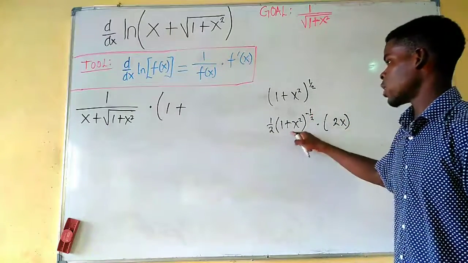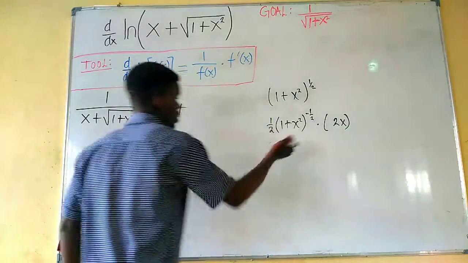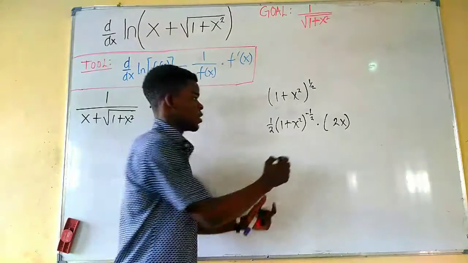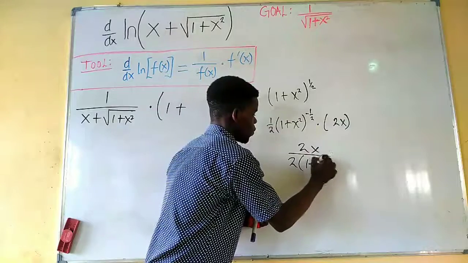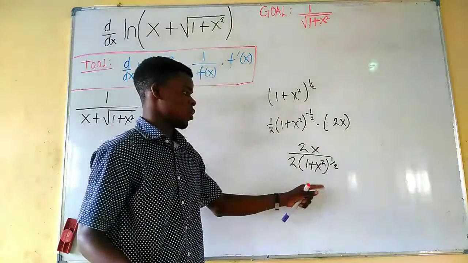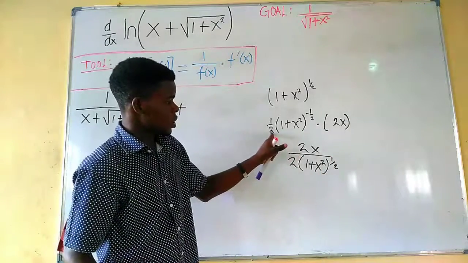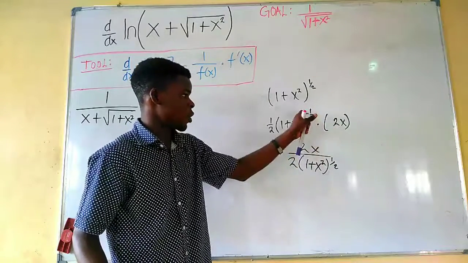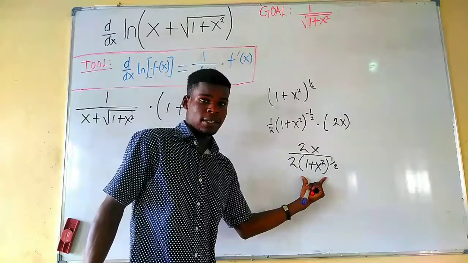Okay, so this right here is going to come down because it has a negative exponent. Let me simplify this further. We're going to have 2x divided by 2 times 1 plus x squared raised to the power 1 over 2, or better still, you can say the square root of that. I'm going to write it here, alright? Because of the negative exponent, we bring the whole of this down, like this, right?